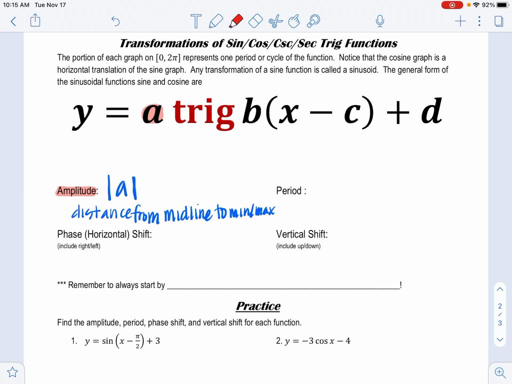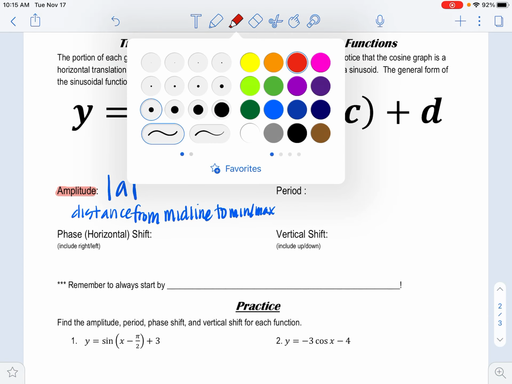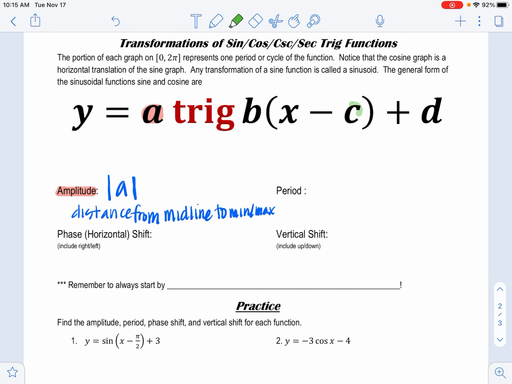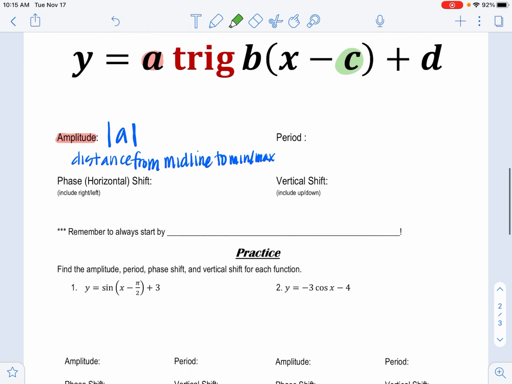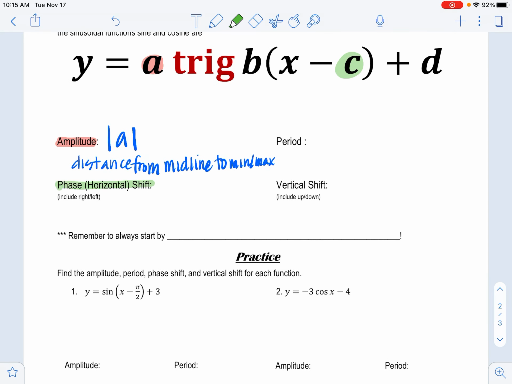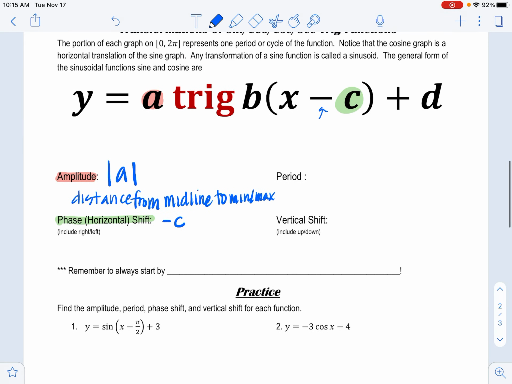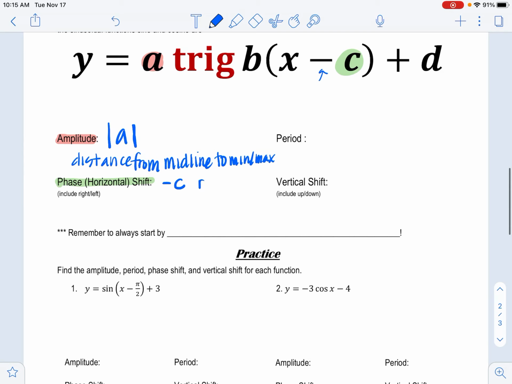Okay, next we're going to talk about the phase shift. Phase shift is just another way of saying the horizontal shift, but we call it a phase shift. So it's how far it moves left or right. If I asked you to guess which one controls how far it moves left and right, I think everyone's going to say C. And C is your phase shift. It's going to move it left and right. So now remember, if it's a minus C, so like if the minus is actually here, that's going to be right C. And if it's plus C, then that's left C.